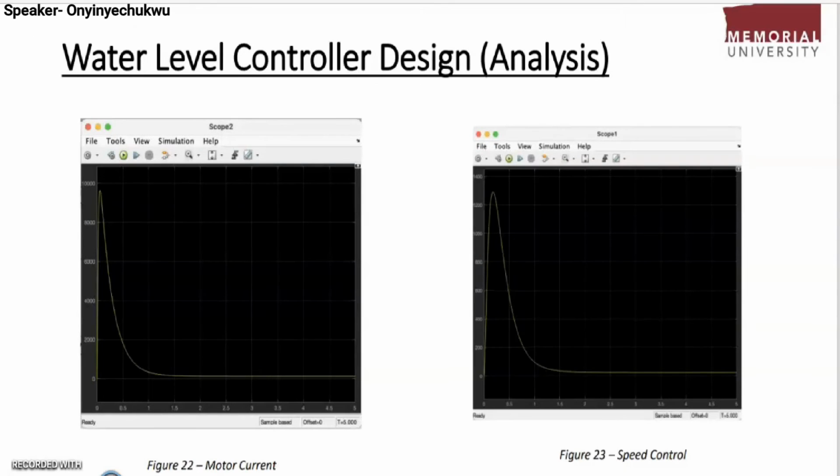Our water level controller design results show that at 1,500 meters, the motor current is being stabilized to a point, while at the same height level, the speed control is being controlled to a certain point. You can see that there's a down slope of the motor current and also the speed current, because the motor current is the one that controls the speed of the pump. So their dynamics are alike.